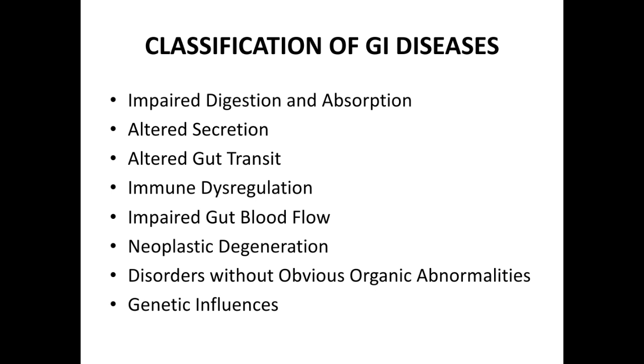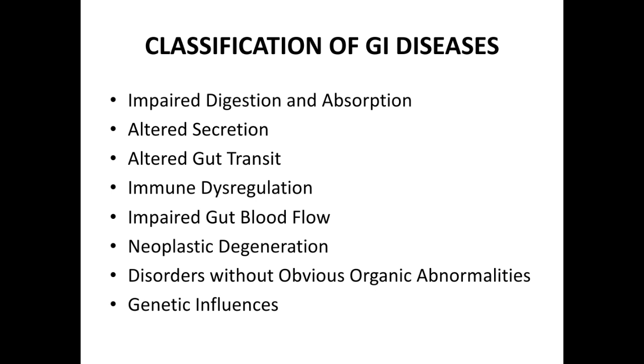And if you go to altered gut transit, it can be in this classification. There will be conditions like gastric outlet obstruction, small bowel obstruction, or obstruction due to adhesions, celiac disease, radiation exposure, or some related to malignancies.